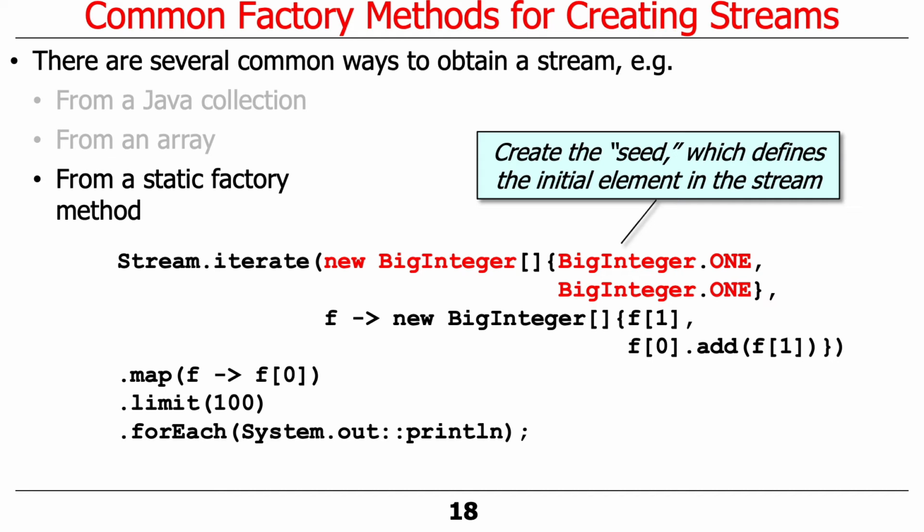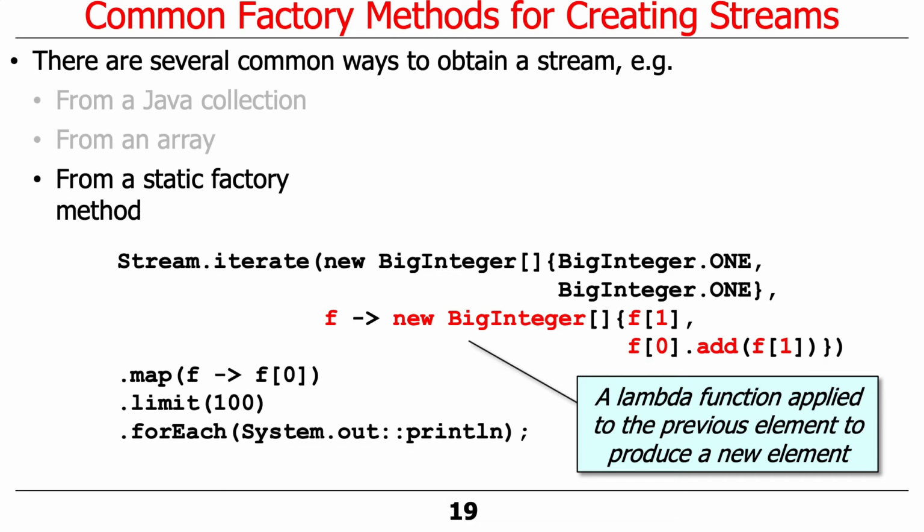We're going to start out by giving it what's called the seed, which is the initial element into the stream. We say new BigInteger[] open close. That says make me an array of BigIntegers. In this case, we're going to make a 2-element array of BigIntegers, both initialized to the value 1. There's a constant defined in the BigInteger class called ONE, and as you might imagine, it has the BigInteger value of 1. So we make 2 BigIntegers that are 1.